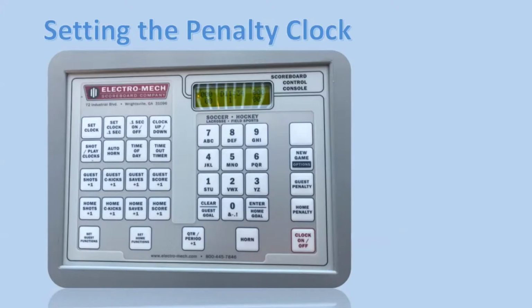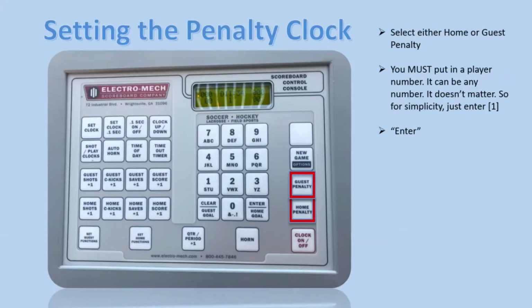Okay, so what if one of the kids gets a little naughty, a little rough, high sticking, tripping, whatever you call it? It happens, right? The first thing you want to do is select either home or guest penalty. You must enter a player number, and it can be any number, it doesn't matter. So for simplicity's sake, you can enter 1 and then enter. I recently had a parent tell me you can just hit enter twice and it works. So you hit, let's say, guest, enter, and then you can enter the time that you want to use.